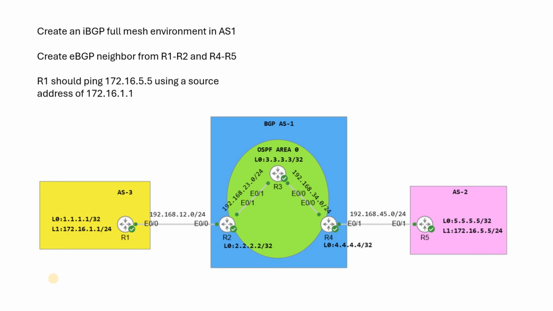Now let's take a look at the lab that I'm going to demonstrate. In this lab, we're going to have to create an iBGP full mesh environment in Autonomous System 1. This includes creating a multi-hop link between R2 and R4. We're also going to have to create eBGP neighbors between R1 and R2, as well as R4 and R5.